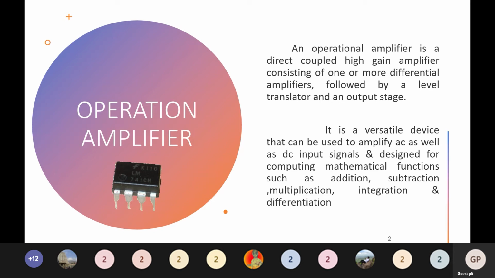An op-amp is a multi-terminal device, a versatile device, basically an amplifier which is having very high gain. So we can call operational amplifier, in short op-amp, an amplifier with high gain. And this op-amp is a versatile device, as I said, and it can be used for performing mathematical operations also, like addition, subtraction, multiplication, integration, all these things.